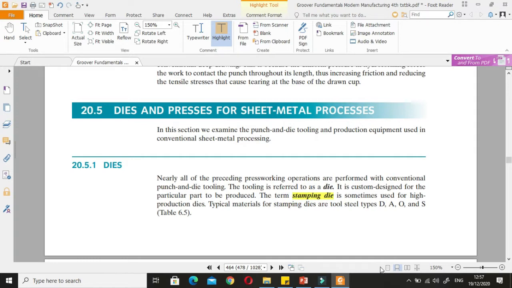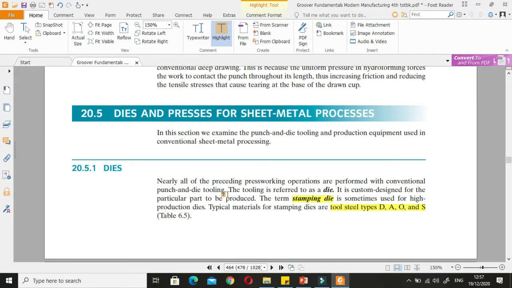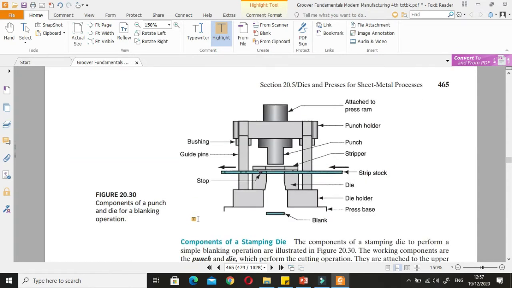These stamping dies can be made of tool steels of type D, A, O and S. And what are these types? You will study about the tool steels in the next semester in the course of materials and metallurgy. Although some details about these tool steels are given in table 6.5, so you can go into chapter number 6 and table number 5, you can check it out there.